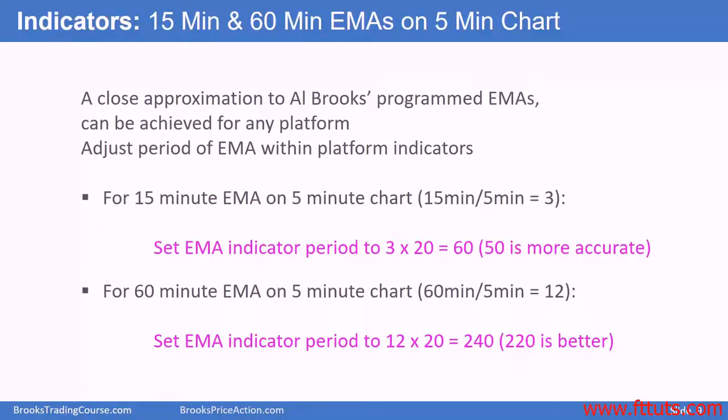That is a more accurate number if you're trying to get an approximation of the 60-minute moving average on the 5-minute chart. And the same is true for the 15-minute. You can say a 15-minute is 3 times bigger than a 5-minute, so 3 times 20 is 60 bars in your indicator. But because of overlapping bars on the 5-minute chart that get ignored on the 15-minute chart, using a number smaller than 60 is more accurate. 50 is usually better than 60.